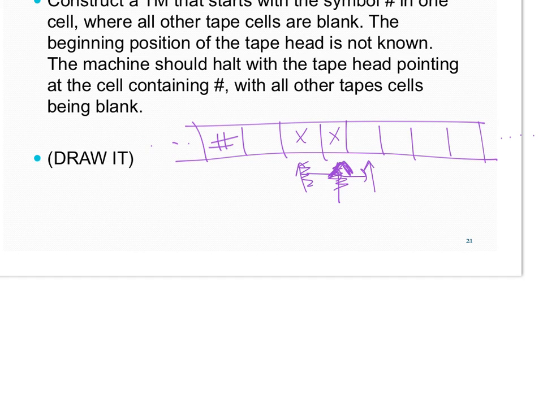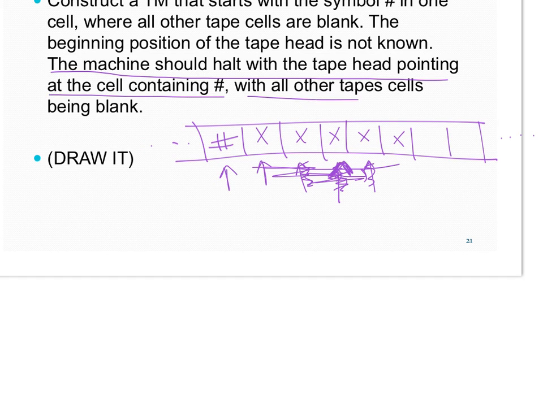And when I get there, if I don't see the pound, I'll write an X, and then I will go to the left until I see a blank. I'll write an X, and I'll go to the right until I see a blank. I'll write an X, I'll go to the left. Oh, look! I guess it's until I see a blank or a pound symbol. So now I've seen the pound symbol, right? But the instructions tell me the machine should halt with the tape head pointing at the cell containing the pound, with all the other tape cells being blank.